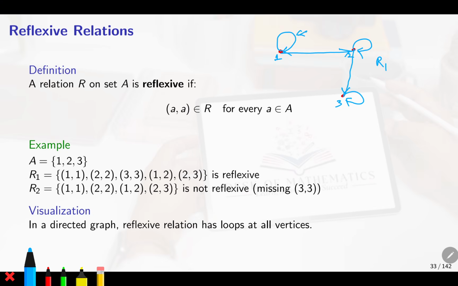This is called a loop. So every vertex has a loop. This is called reflexive. If any vertex misses the loop, that is not reflexive. For example, if you draw R2, this is your 1, this is your 2, this is your 3. 1 is related with 1, 2 is related with 2, 1 is related with 2, 2 is related with 3. You can check this element has no loop, so this will not be reflexive.